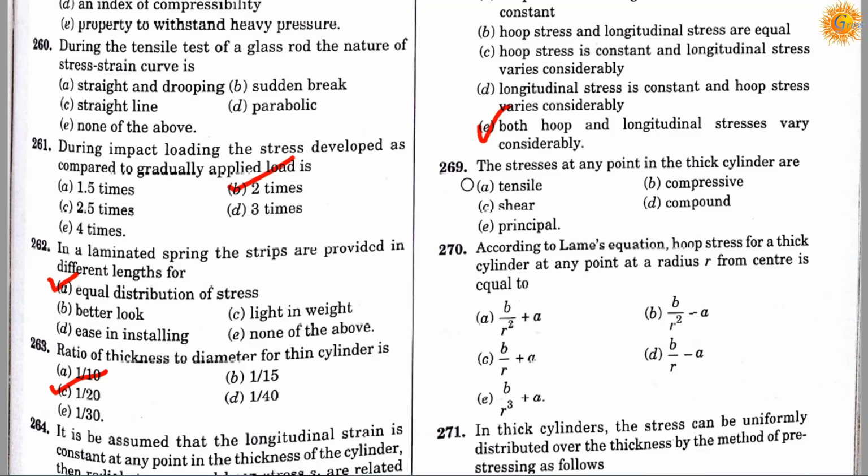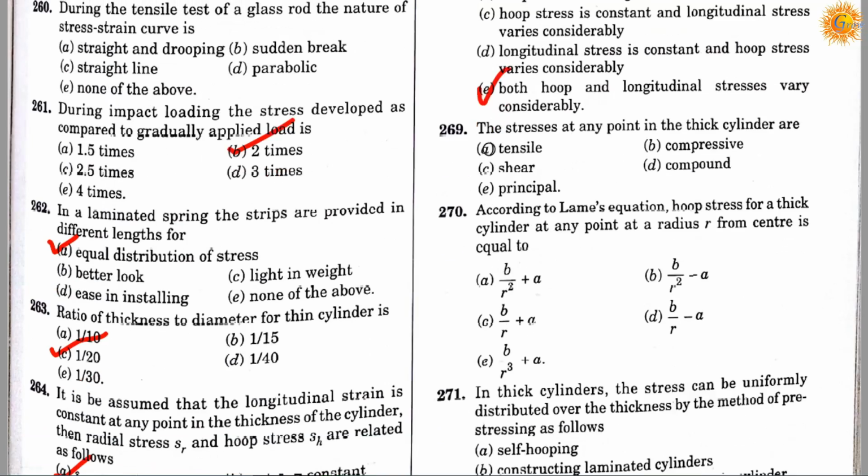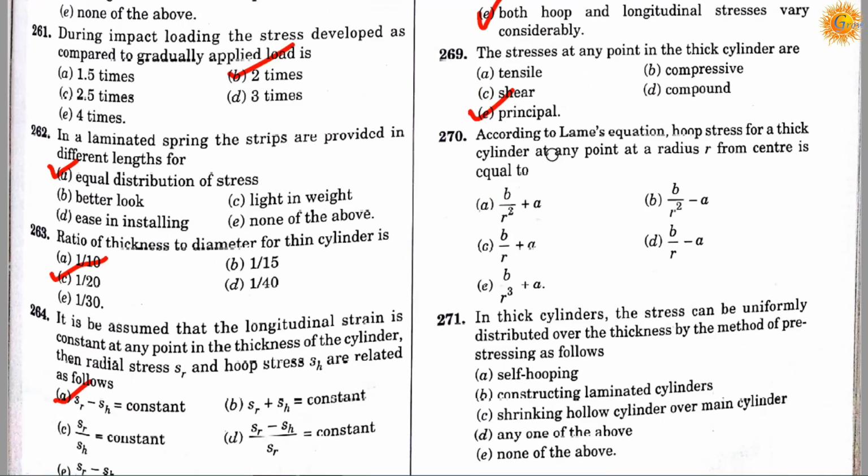Question number 269. The stresses at any point in the thick cylinder are: option A, tensile; option B, compressive; option C, shear; option D, compound; option E, principal. Correct answer is E, it will be principal. Question number 270.